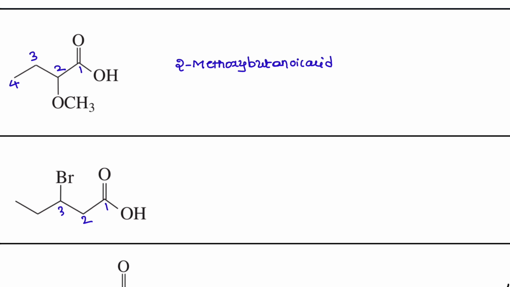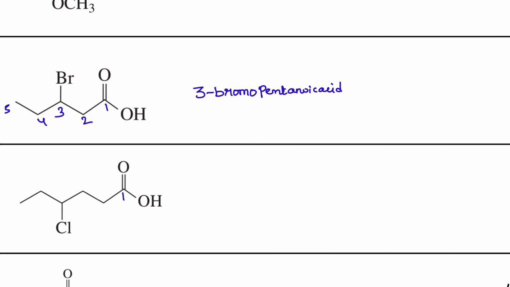1, 2, 3, 4, 5. So this is a 3-bromopentanoic acid. First carbon, second, third, fourth, fifth and sixth. Prefix is a chloro, so that is at the fourth place, 4-chlorohexanoic acid.